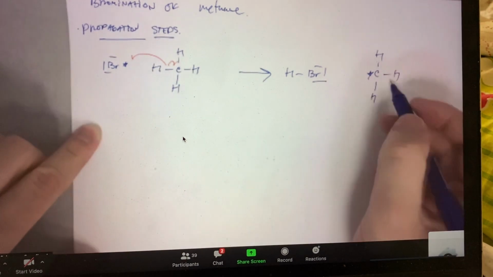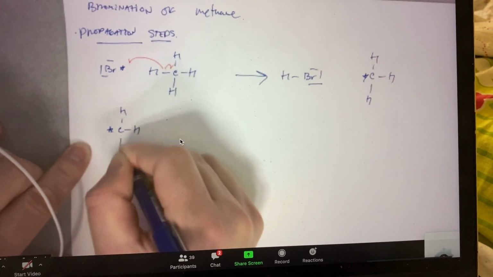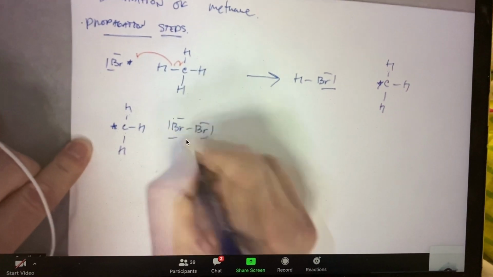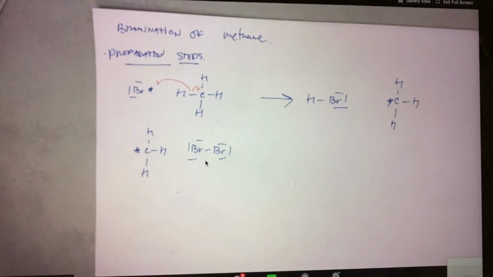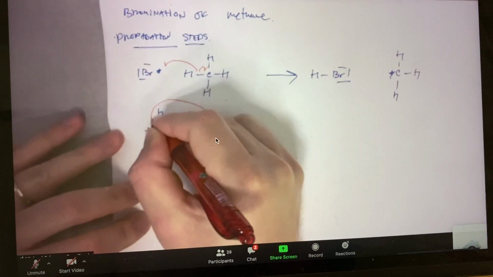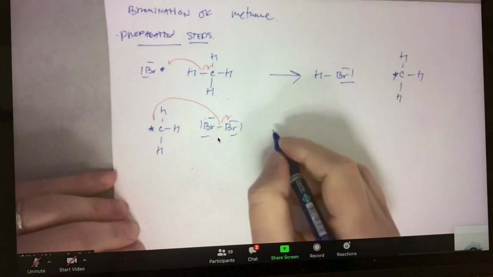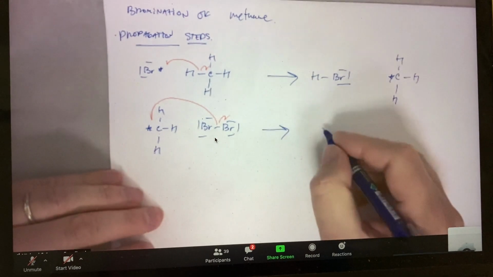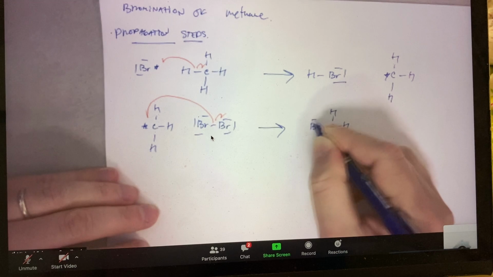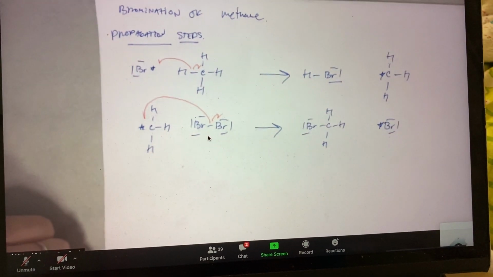The second propagation step, we bring our alkyl radical, in this case a methyl radical, down, and we use Br2, just like we were using Cl2 in the last example. I'll give you the mechanistic steps here, but you'll see it's exactly the same as for chlorination. And what this reaction describes is the formation of bromomethane, and we regenerate a bromine radical.